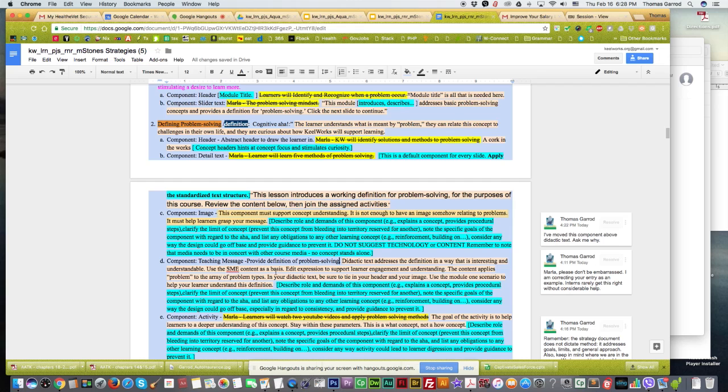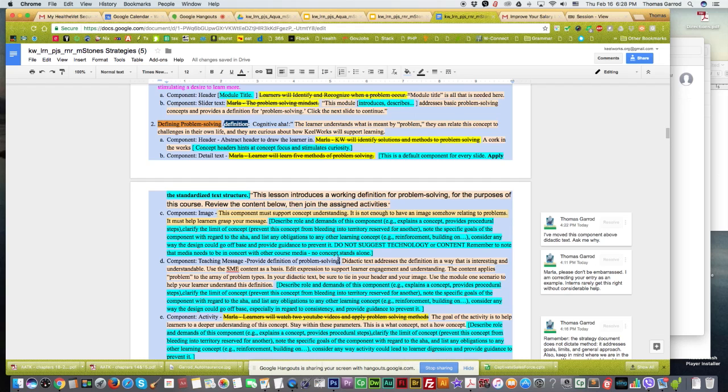Use the SME content as a basis. Edit expression to support learner engagement and understanding. So in other words, you're using the SME content, but you're not using it word for word. You're rewriting it to engage the learner and make it understandable. The content applies problem to an array of problem types. In your didactic text, be sure to tie in your header and your image. Use the Module 1 scenario to help your learner understand this definition.